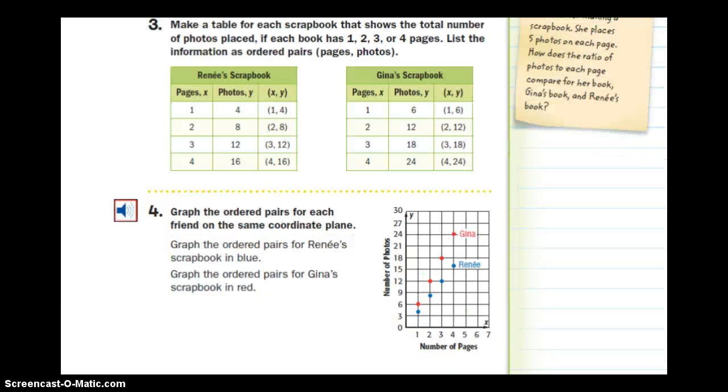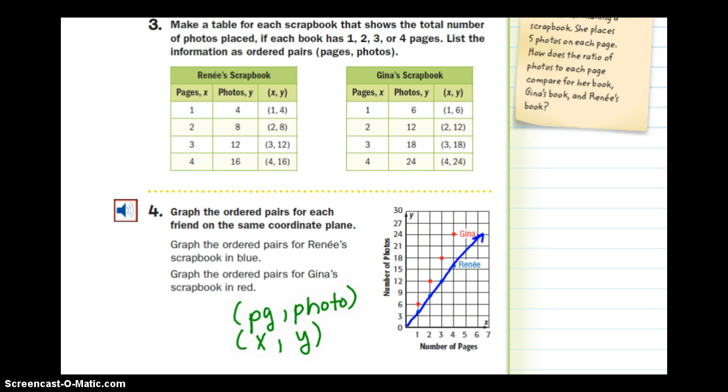Now let's graph it. So now we're going to graph the ordered pairs for each friend in the same coordinate plane. Remember that pages is our X and photos is our Y. So look at the colored dots. In this case, Renee is blue. So for one page, over 1, up 4. 2 is 8, 3 is 12, and 4 is 16. So if I connect the dots, I draw a line, and Renee's looks like that.